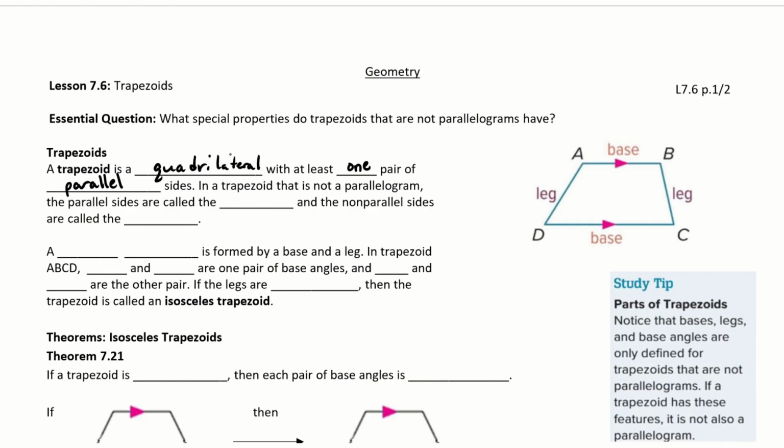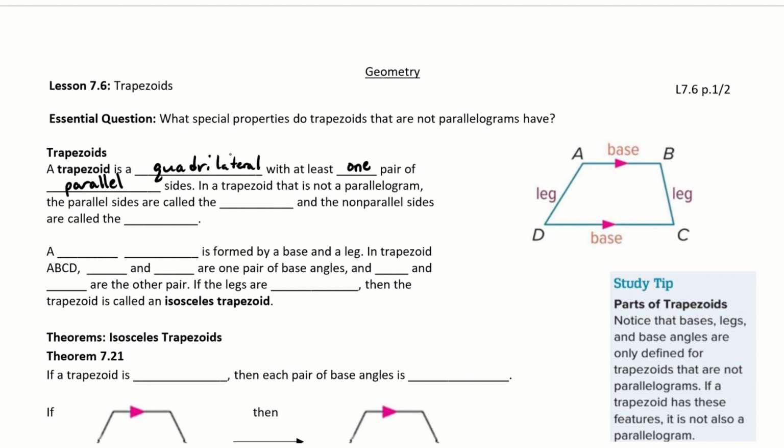Now, with this new definition, this means that you could have two pairs of parallel sides. Before, the definition was one pair of parallel sides, right? This new definition is at least one pair. So, conceivably, if you had two pairs of parallel sides, then you would have a parallelogram that would also be a trapezoid, according to this definition. So you just have to be careful of that.